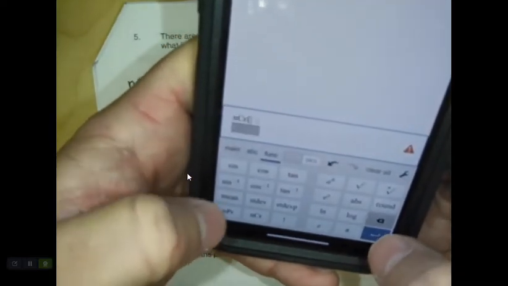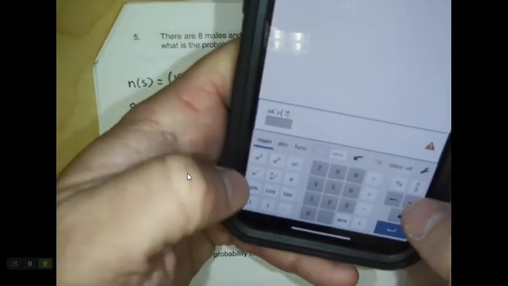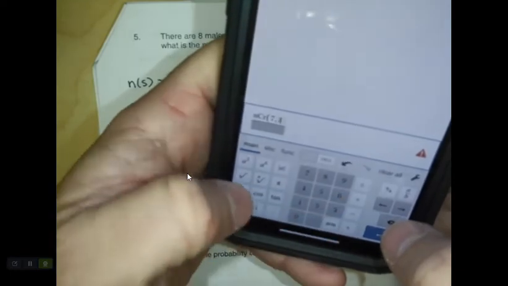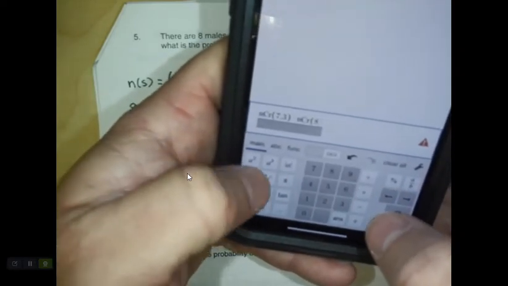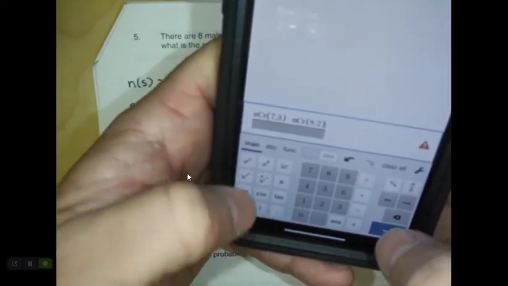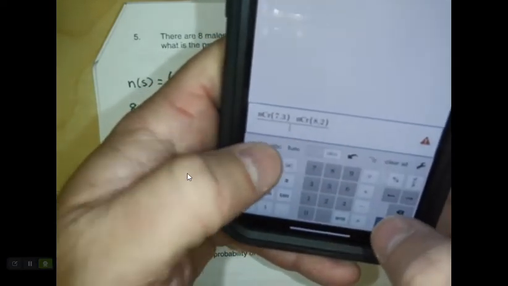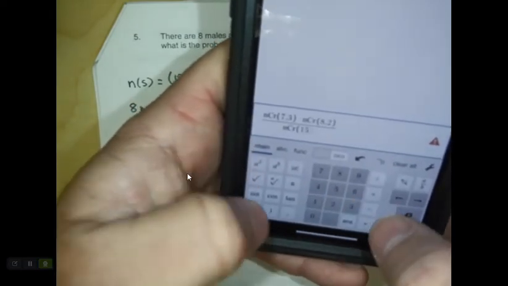I can do 7C3, 7 comma 3, close the bracket, times, go back to my function, 8C2, try it again, comma 2, close the bracket, and then I'm going to divide by 15C5.